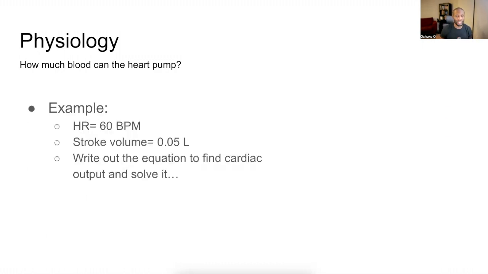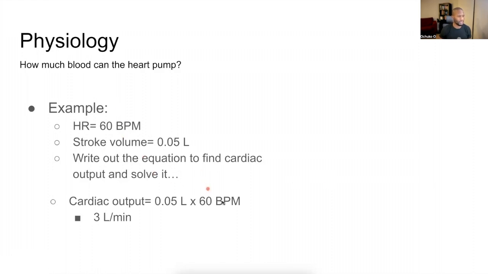I'm just going to give you another example to demonstrate how stroke volume and heart rate can change the amount of blood the heart pumps. I want you to try writing the equation for this. Given the heart rate and given the stroke volume, can you write out and solve for the cardiac output? You can pause and then see the answer. And the answer for this is going to be 3 liters per minute.